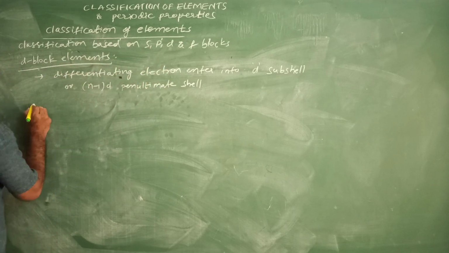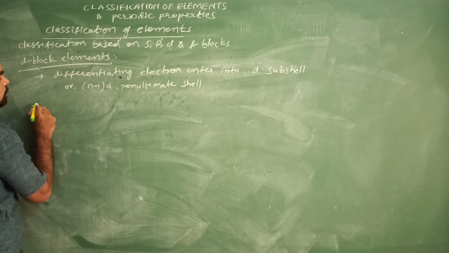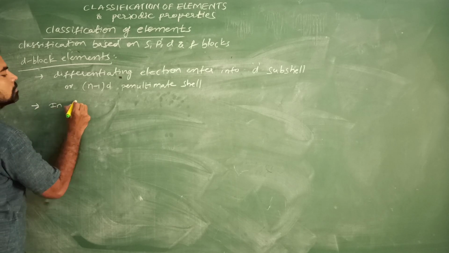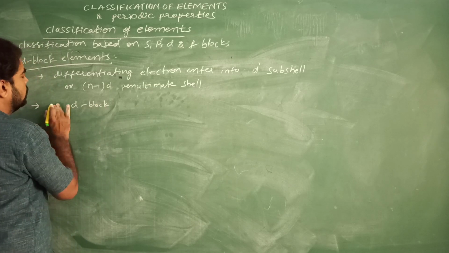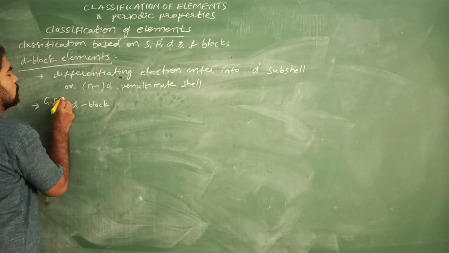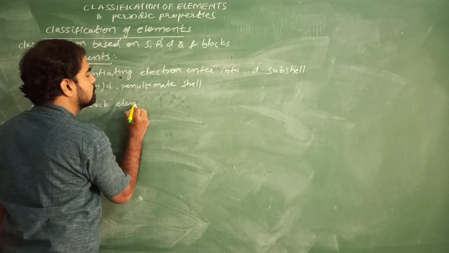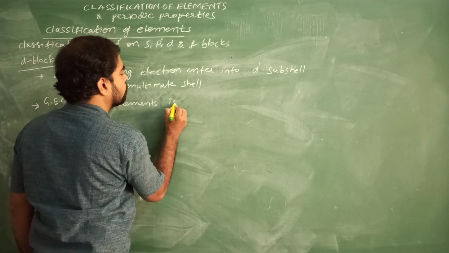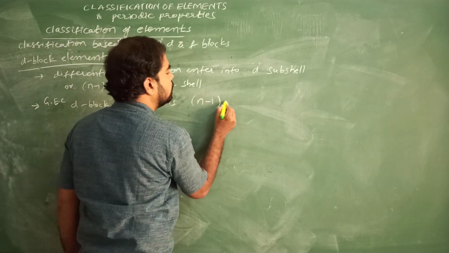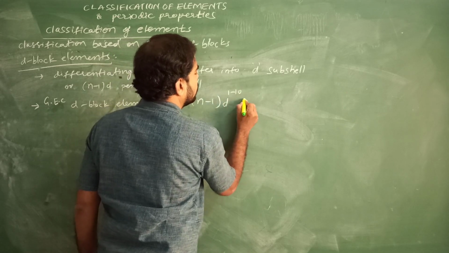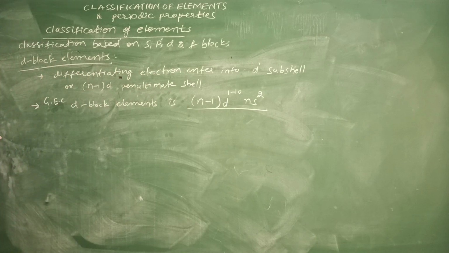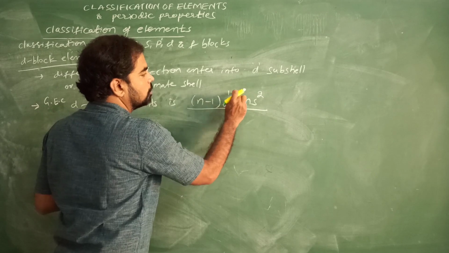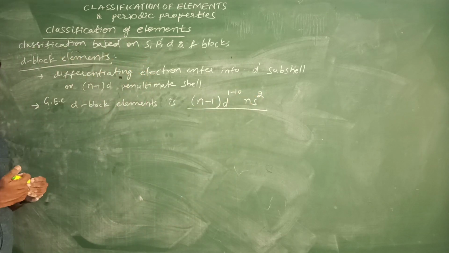Okay, right. Next, in D block elements, the general electronic configuration of D block elements is (n-1)d 1 to 10 ns2. This is the important one. In your examination, the general electronic configuration of the D block elements is (n-1)d 1 to 10 ns2.